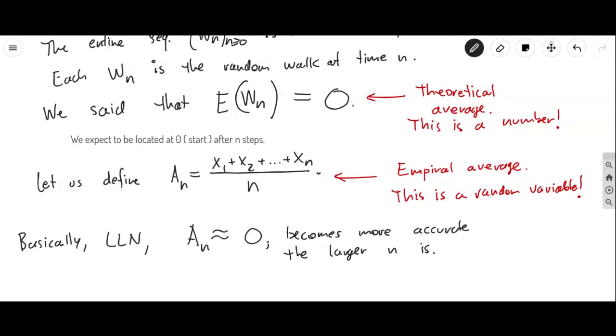So, how do we make this mathematically precise? I'm going to state it in a more general way than what we have, and then you will see how this more general theorem includes the case of random walks as a special case. So let's remove this and state the theorem. This is called the law of large numbers. And this is the weak version.